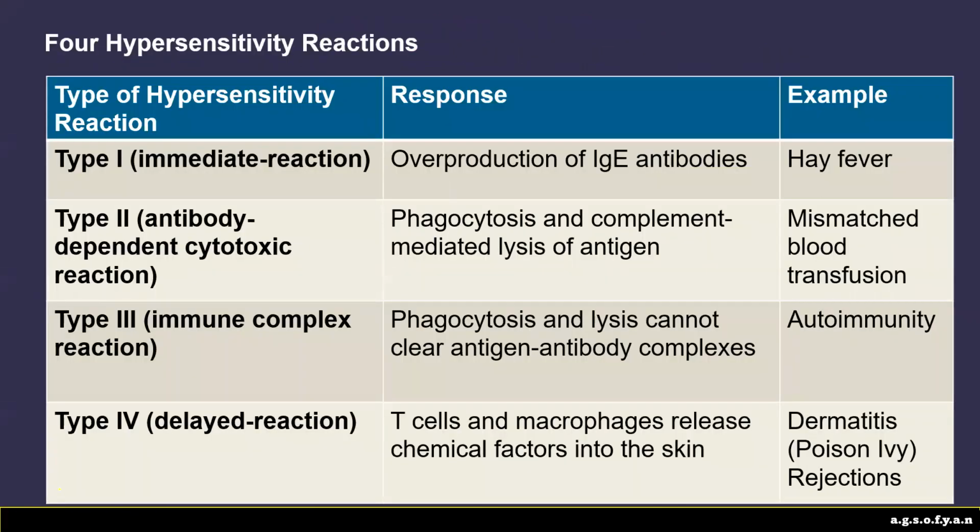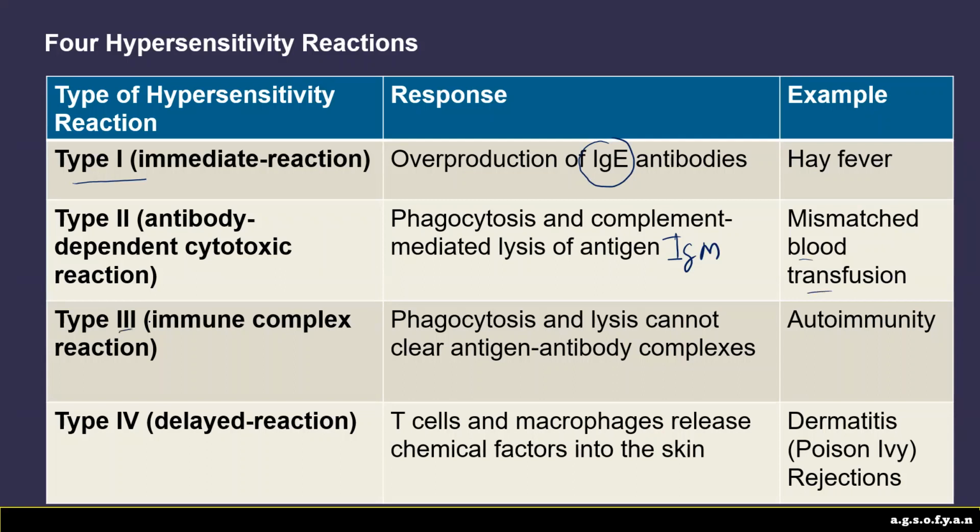Okay, this is the table of these 4 different types of hypersensitivity. So type 1, this is immediate reaction. Example is hay fever, allergy, pollen allergy. Any type of allergy is included in this type 1 hypersensitivity. Again, this is caused by the IgE that is overreactive. Type 2 hypersensitivity. This is mostly caused by the IgM. Example is mismatch in blood transfusion.